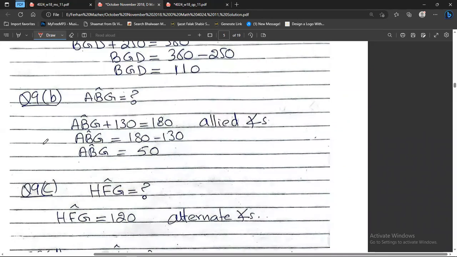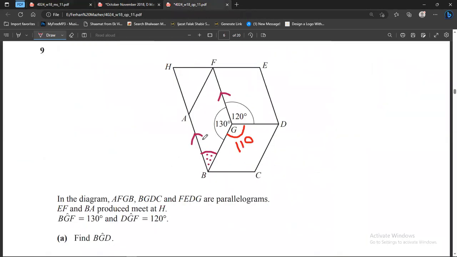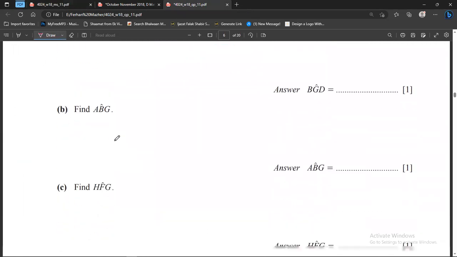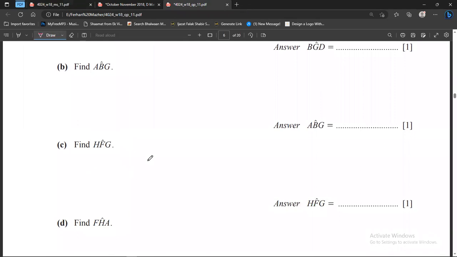ABG plus 130 is equals to 180. They are the right angles. The ABG will be equals to 180 minus 130. The ABG will be equals to 50 degree. 50 degree is the right answer. This is the solution. And so this angle here, that is 50 degree. Okay. Then we have the C part. It says HFG.